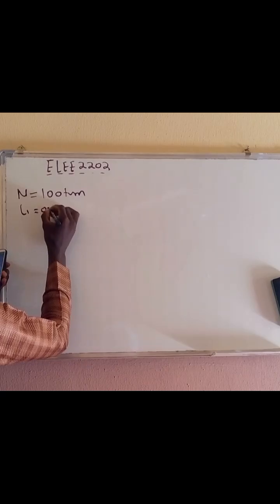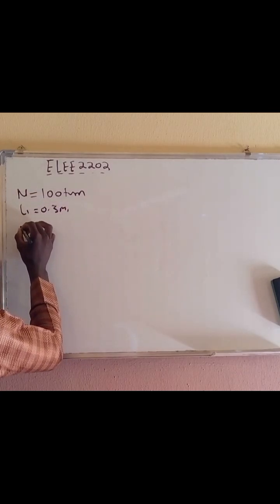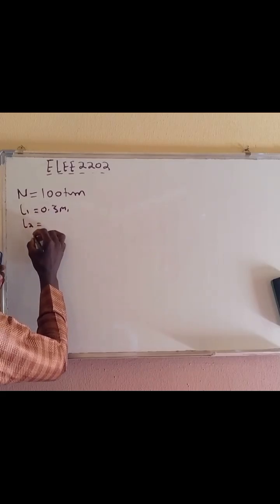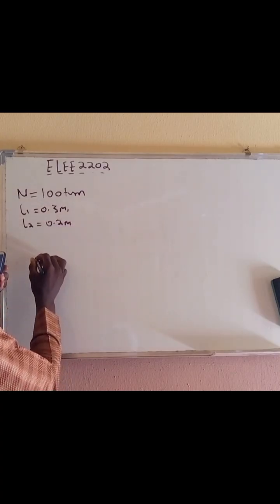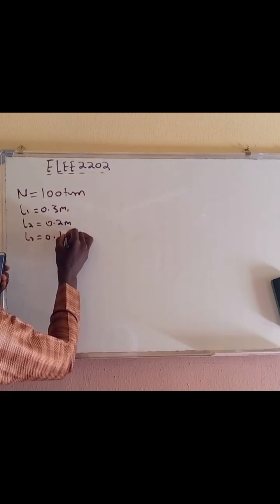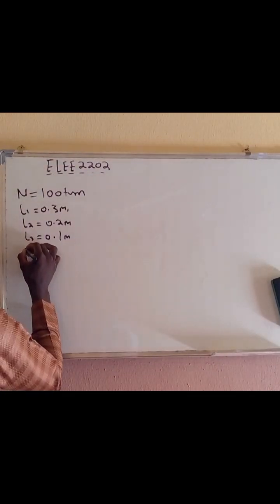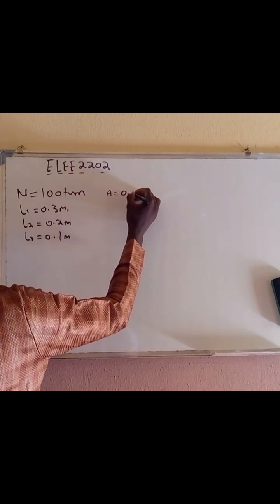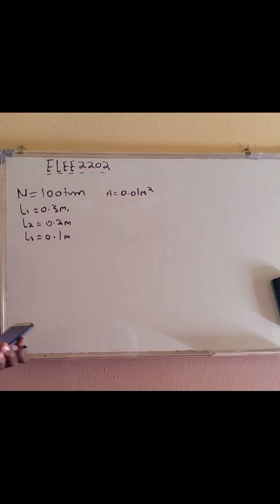We have L1, which is 0.3 meter, and also we have L2, which is 0.2 meter, and then also we have L3, 0.1 meter. So the cross-sectional area is 0.01 meter squared. So the area is 0.01 meter squared.